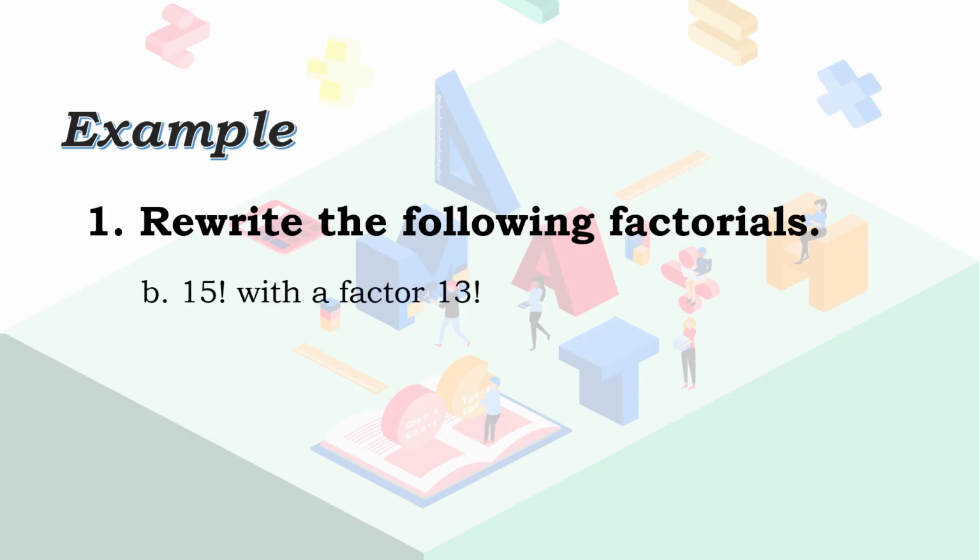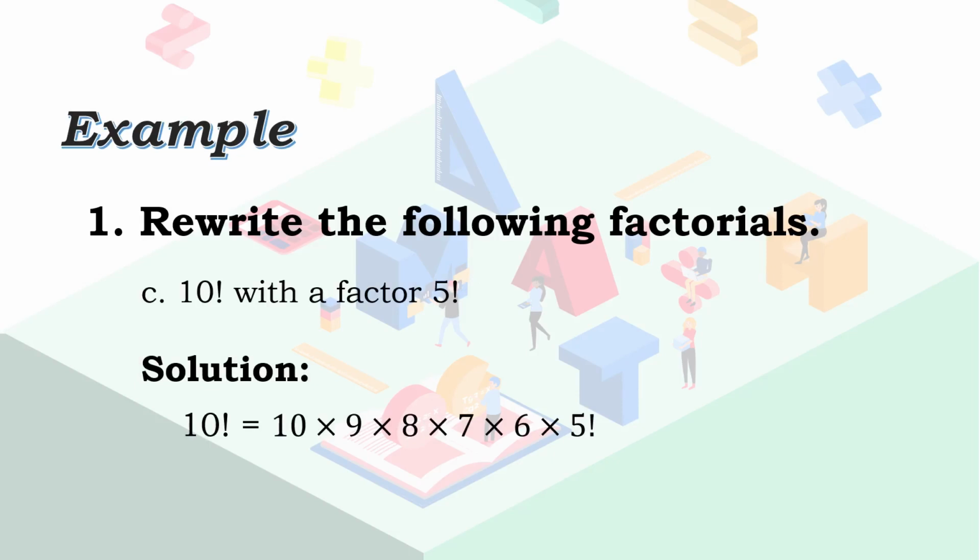Letter B, 15 factorial with the factor 13 factorial. So our solution to that is 15 factorial equals 15 times 14 times 13 factorial. And for letter C, writing 10 factorial with the factor 5 factorial, we have the solution 10 factorial equals 10 times 9 times 8 times 7 times 6 times 5 factorial.